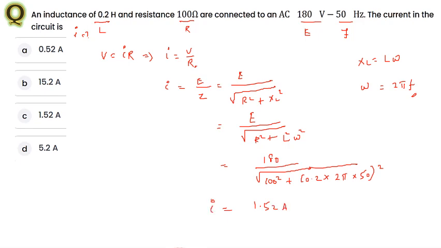So for the current in this case, just work out the simplification. If you couldn't find the answer, mention it in the comment section. If you multiply 5 with 0.2, you get 1. You will get 1 into 2 pi, make it a square, add this and simplify it. You can get the answer 1.52 ampere. So that is the answer in this case.